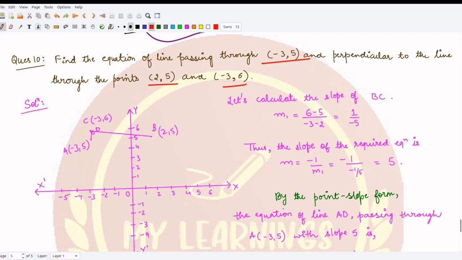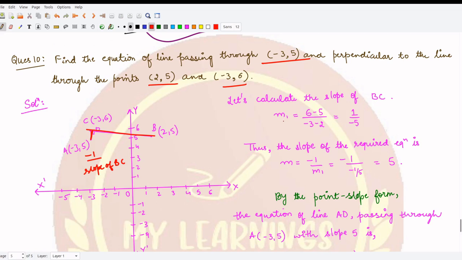Instead, we have to calculate the equation of this line, where one point is known to us, which is (-3, 5). We can use the information of the other line to calculate the slope of this line, because both lines are perpendicular to each other. First of all, let's calculate the slope of this line. Once we know the slope of BC, the slope of the line AC would be minus 1 upon the slope of the line BC.